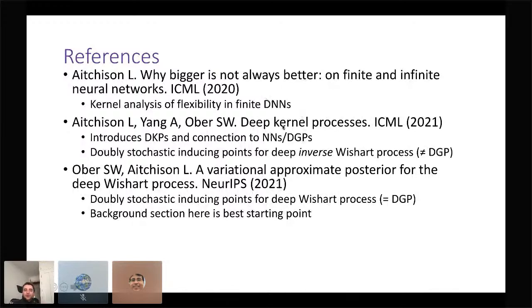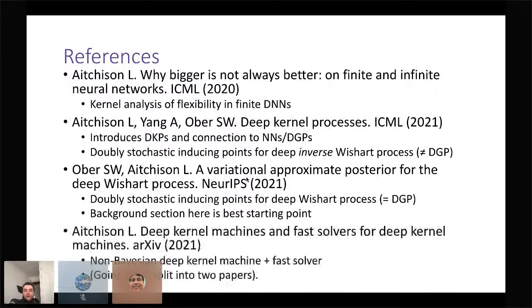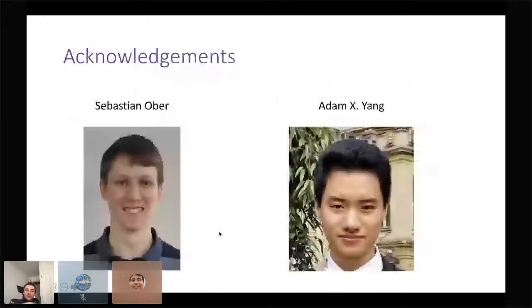And that's because we were trying to show too many almost equivalences in this deep kernel process paper, so it became a bit messy, whereas this one is a bit cleaner and it just focuses on the connection to deep Gaussian processes. And finally, we've got a very early version of the work on deep kernel machines and fast solvers up on arXiv. Great, thanks. And these are the two without whom all of this work would have been very difficult.